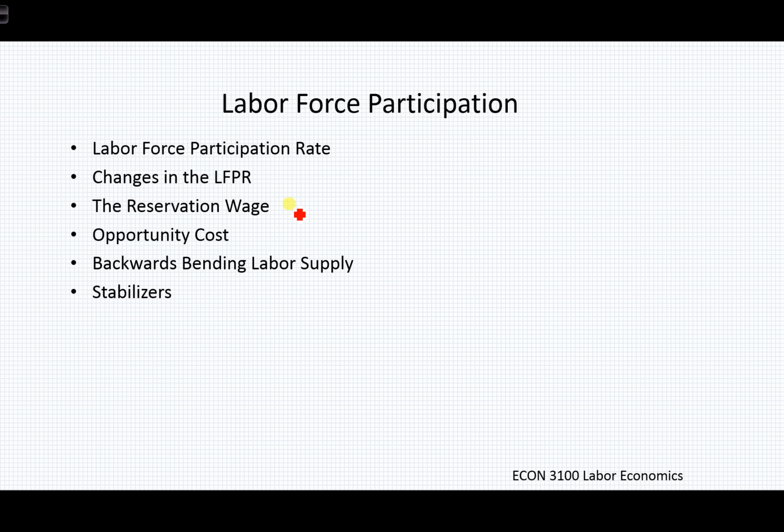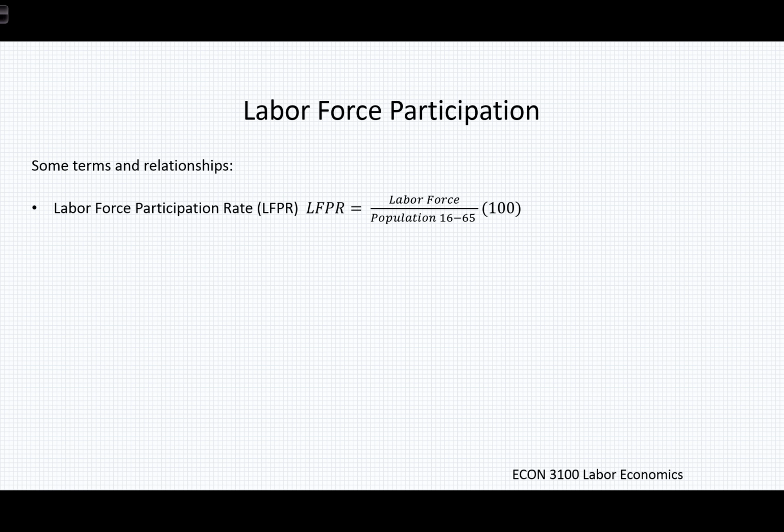We'll talk about the reservation wage. We'll think about opportunity costs with respect to labor. We'll look at an unusually shaped labor supply curve, and then we'll talk about the presence of stabilizers in the marketplace. First, let's look at the labor force participation rate.